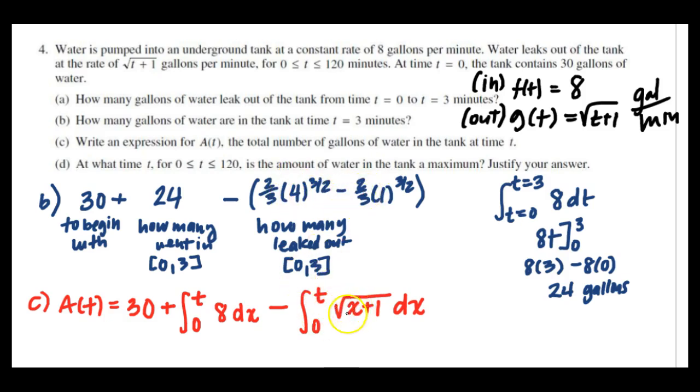Again, I wouldn't want to put a t right here, because then it would look like I should take that 3 and put it right here, when that's not the case. The 3 is just the upper limit of integration, or the generic t. So this here is my expanded answer for the expression of A of t.